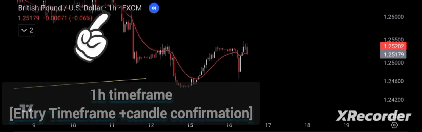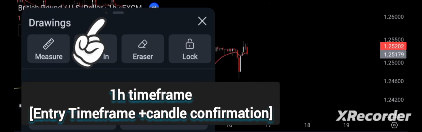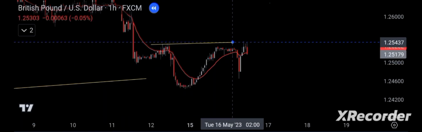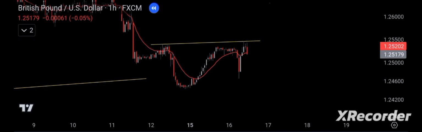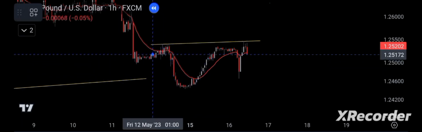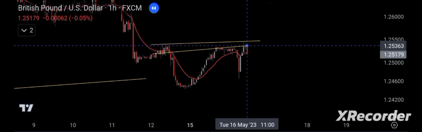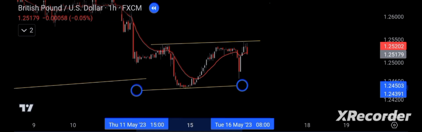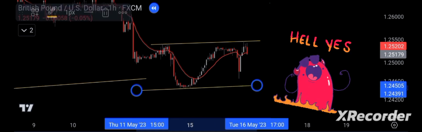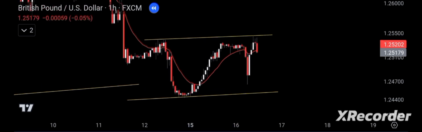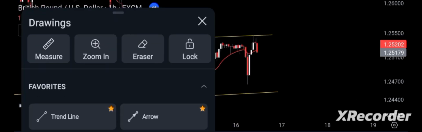So scrolling down to the 1 hour, this is where we're gonna analyze price. You can see we got a nice resistance trend line. But we're gonna draw a structure now where price is correcting. So you wanna draw an equally angled triangle trend line as a support. So now we got a resistance and support.